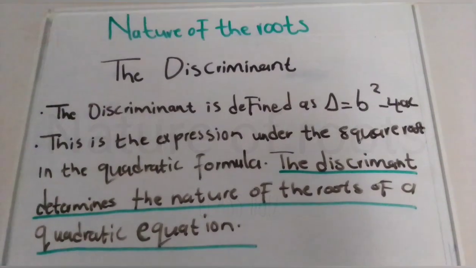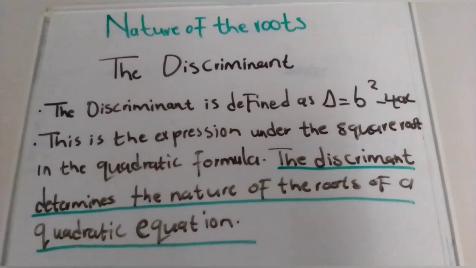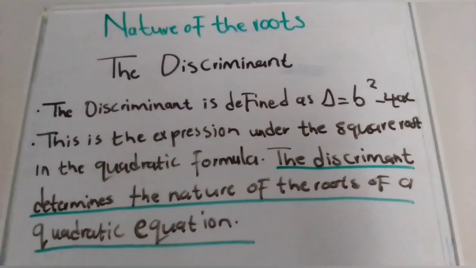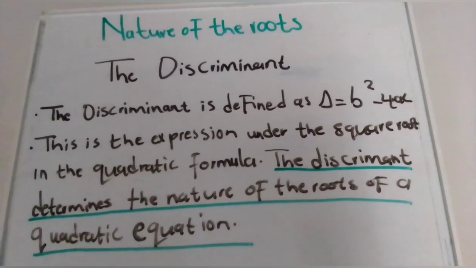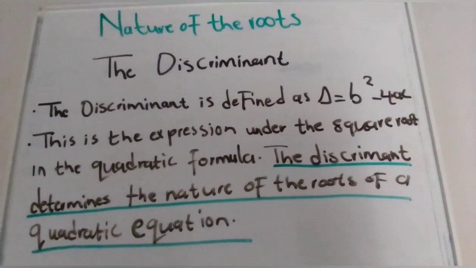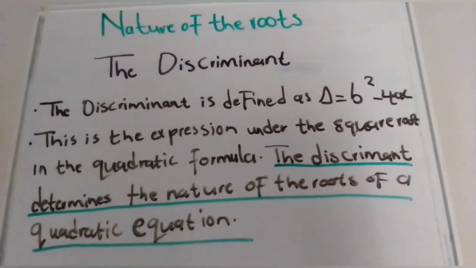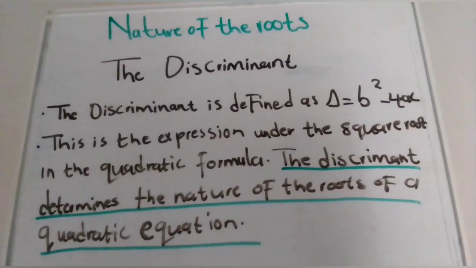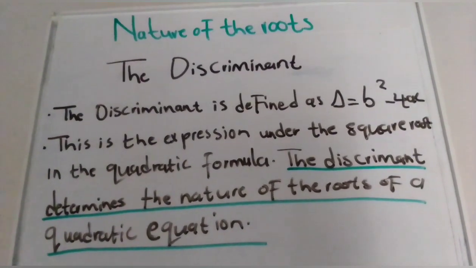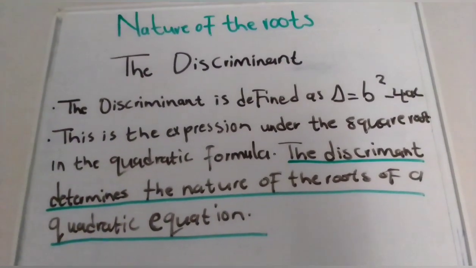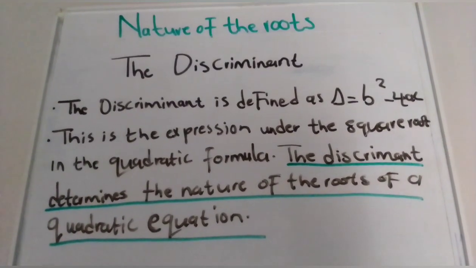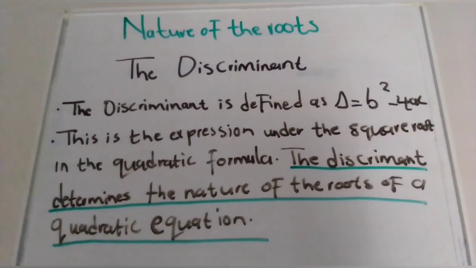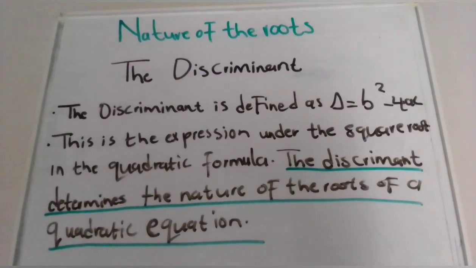So let's get started. The main thing which we are discussing in the nature of the roots is the discriminant. Some call it the delta. The discriminant, or the delta, is defined as that small triangle equal to b squared minus 4ac. This is the expression under the square root in the quadratic formula. Remember that. The discriminant determines the nature of the roots of a quadratic equation.